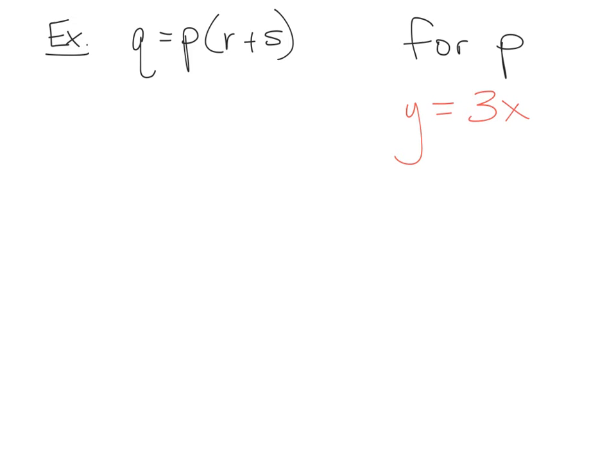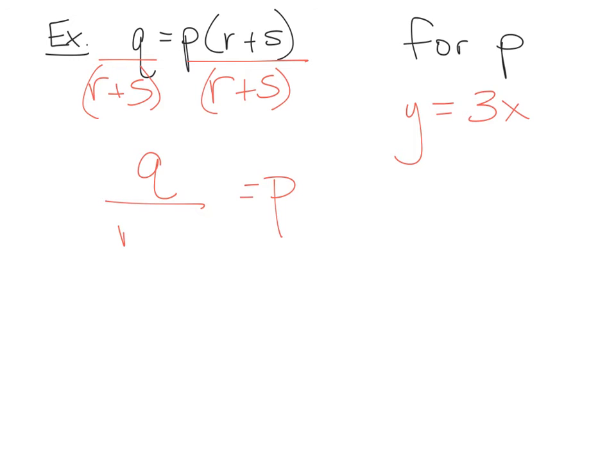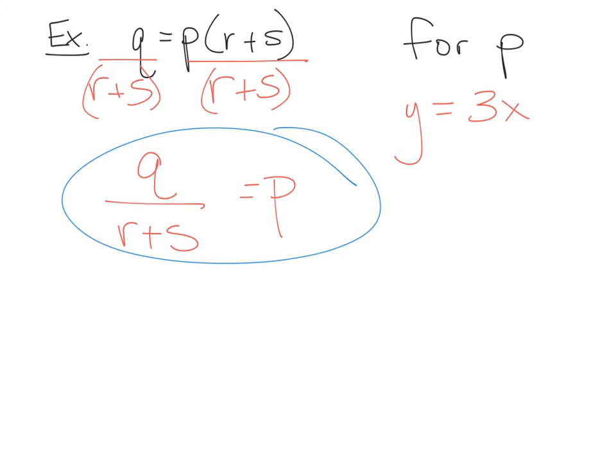So if I want to solve for p, I want to move everything to the other side that's not there. Fortunately, I have a multiplication right now. So I have p times (r plus s). To get rid of it, to make p by itself, I can just divide both sides by that r plus s. When I do that, I'm left with p on the right side, q over r plus s. And that is my answer.